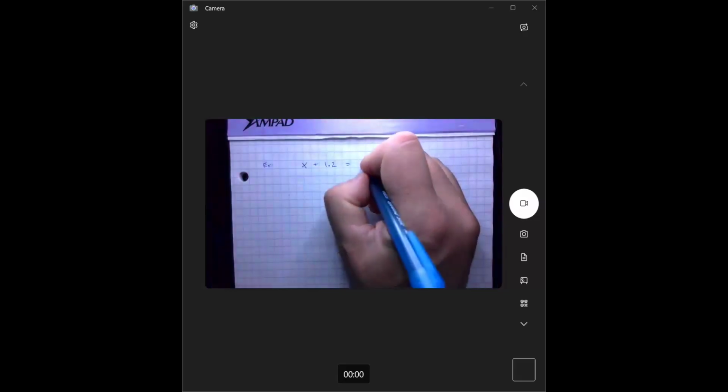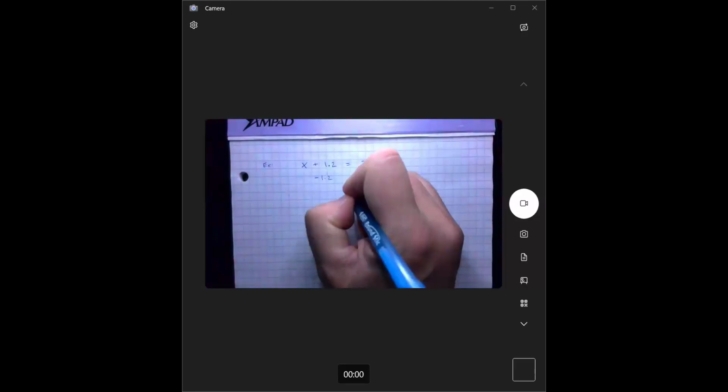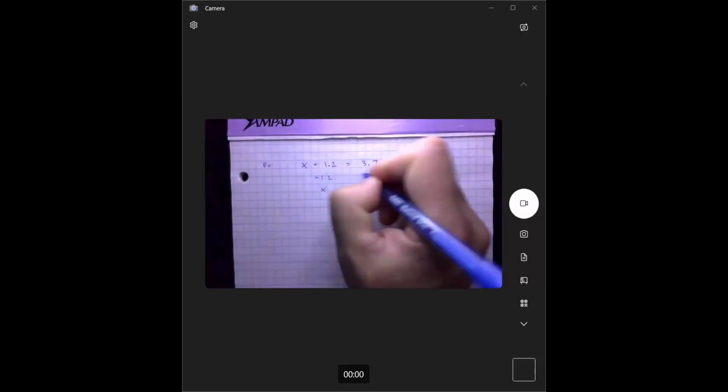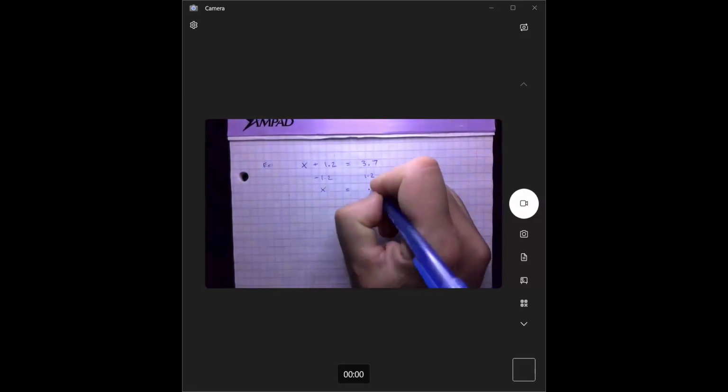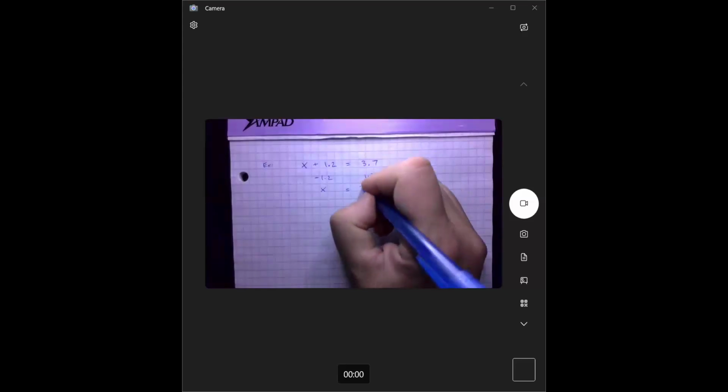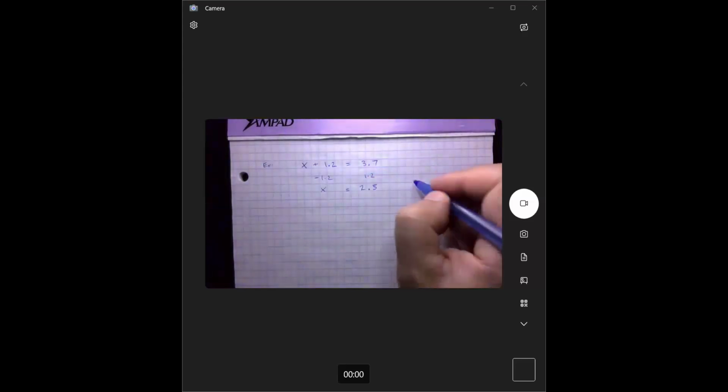We don't have to work with whole numbers. I can have something like x plus 1.2 equals 3.7. Still just subtract the 1.2 from both sides. Those will cancel, and that gives me x. And here, again, you're welcome to use your calculator, but let's do this by hand. 0.7 minus 0.2 gives me a 0.5, and 3 minus 1 gives me a 2, so x equals 2.5, and we're done.